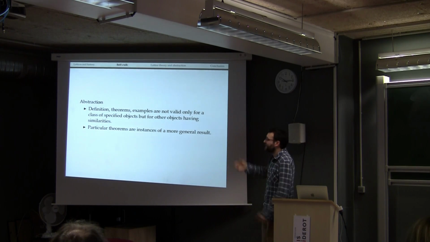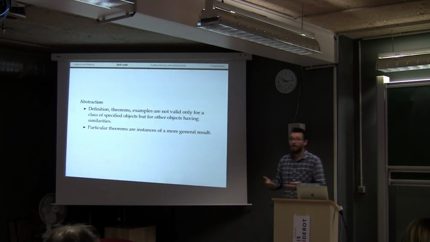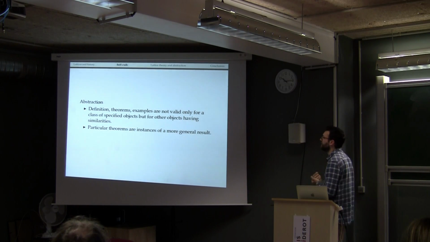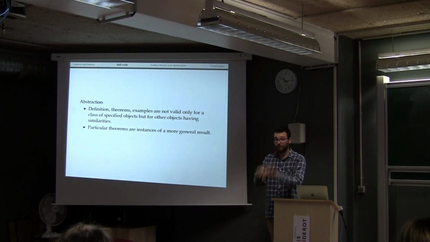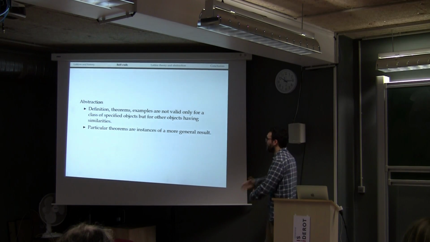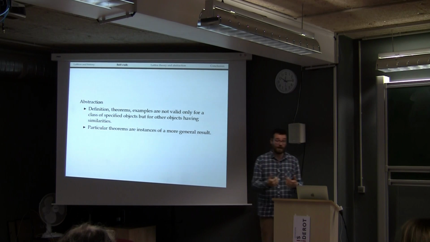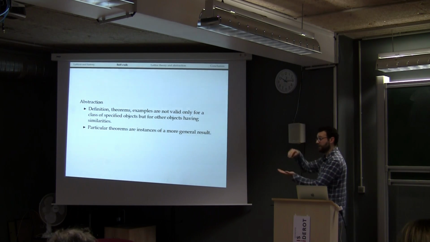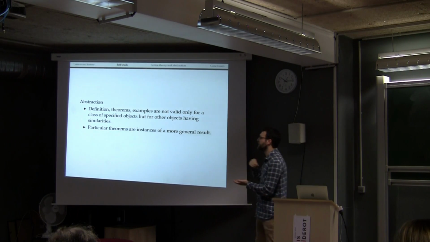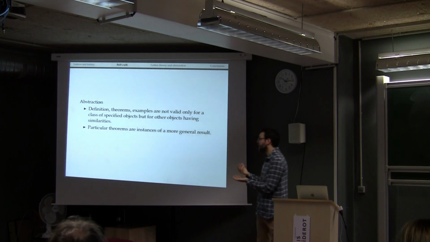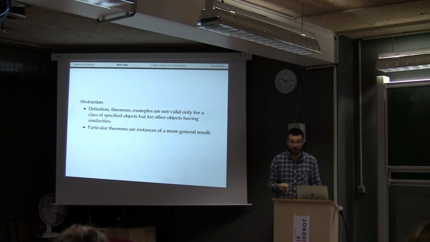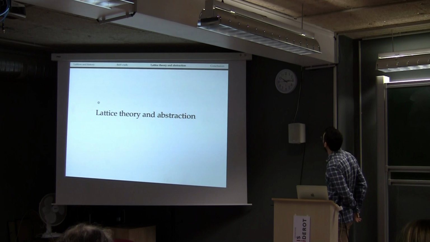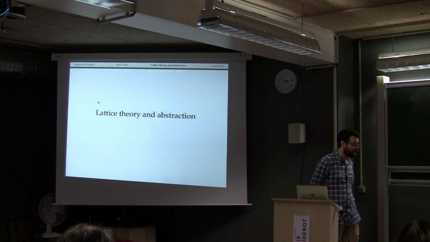Okay, so now I have a kind of definition of abstraction, which is that the definitions, theorems and examples that you can find in mathematics are not valid only for a class of specified objects, but also for objects having similarities. And this implies that particular theorems on this specific object are nothing more than instances of a more general trend. And with that definition, I can, I don't know how much time I have left.